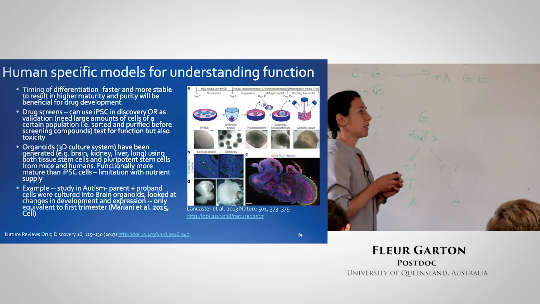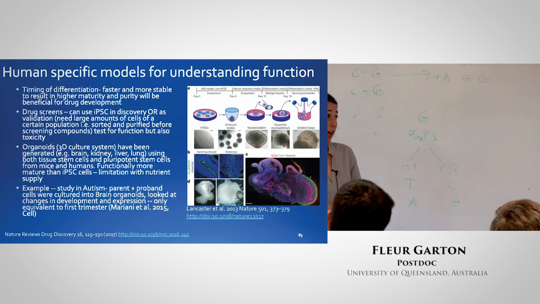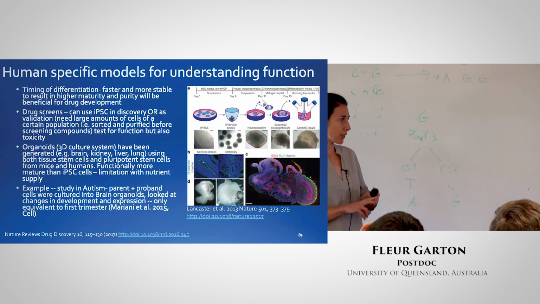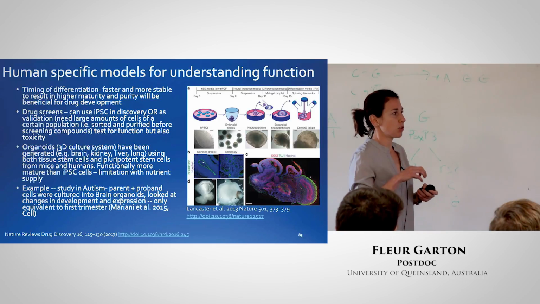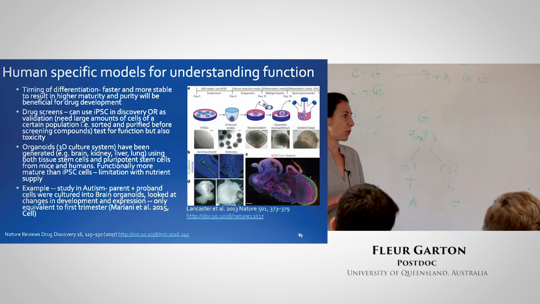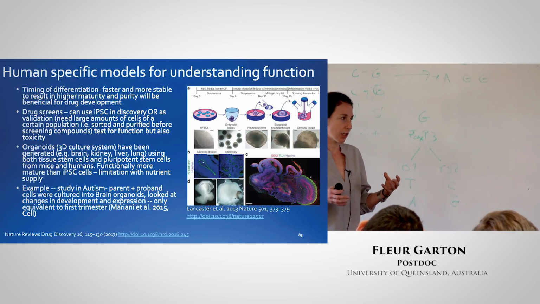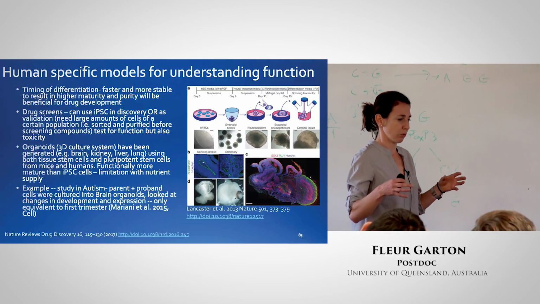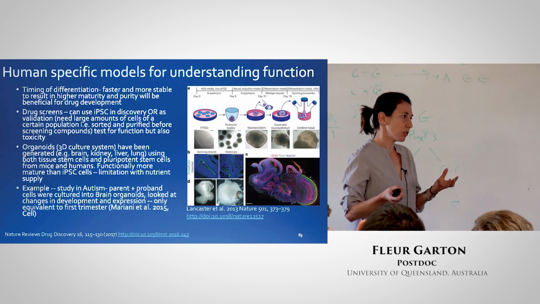So you can test for changes in function, but you can also look at toxicity. So organoids are a step above cells. This is a 3D culture system, and these have actually been generated for brains, kidneys, liver, and lung, possibly other tissues. This is using both tissue stem cells and also pluripotent stem cells from mice and humans. And these are functionally more mature than your typical iPSC. The limitation at the moment is getting the nutrient supply, I think, with vascularization. But these are being used.